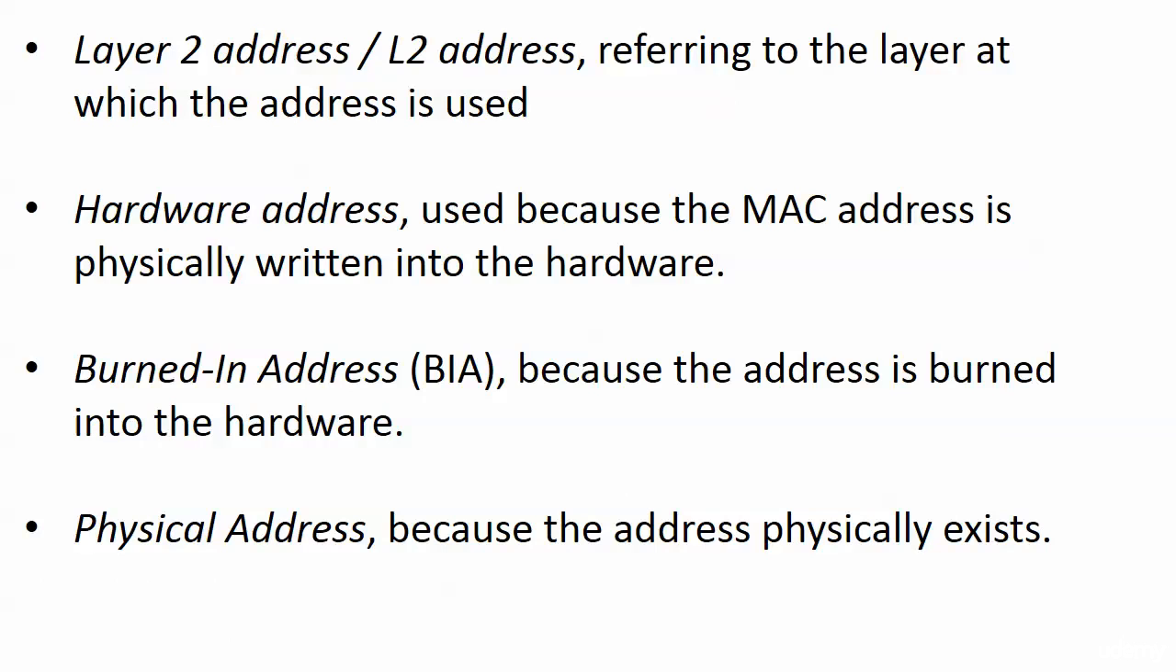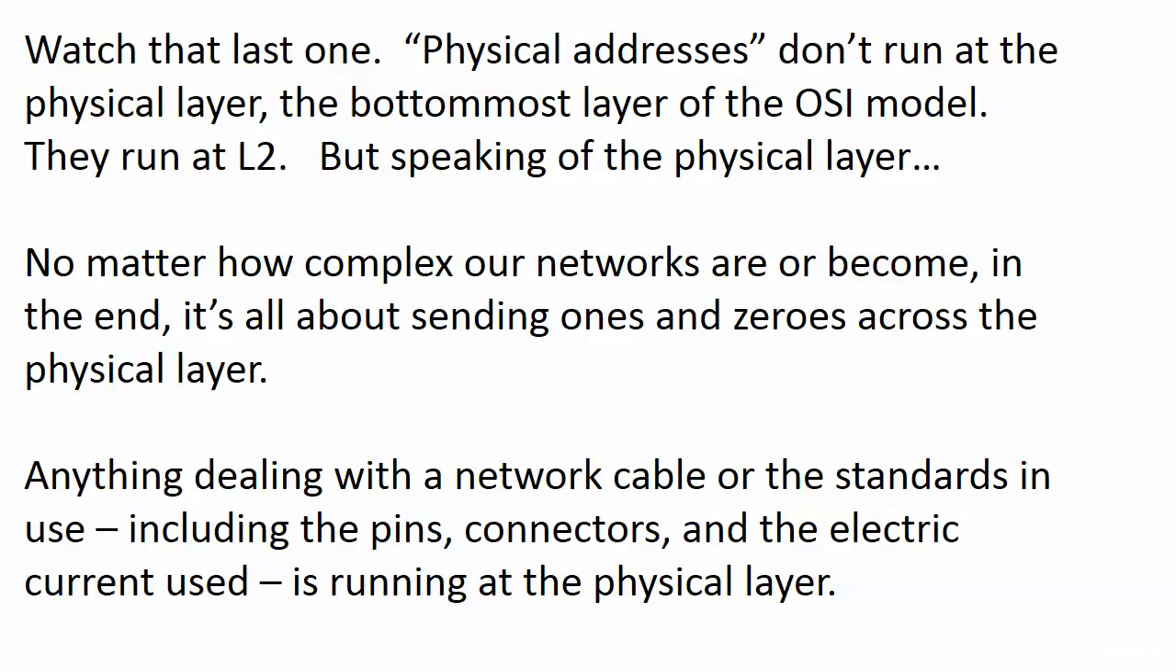Now with the router, we're going to assign IP addresses, and none of those pre-exist on the router, but a switch, and of course plenty of other devices already have a layer 2 address built into their network card. Now, here's the deal with that last one, and be careful with this one because physical addresses do not run at the physical layer, which is the bottommost layer of the OSI model. Physical addresses are just another name for MAC addresses, and they run at layer 2.